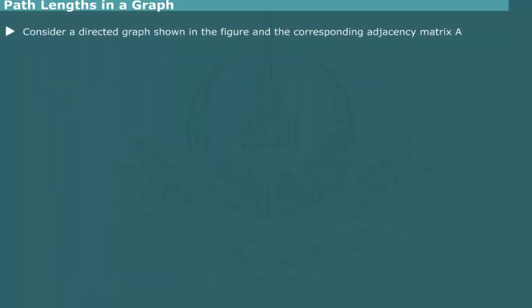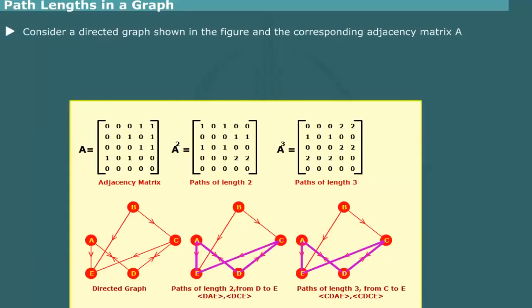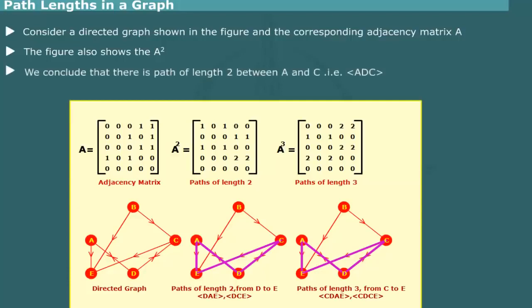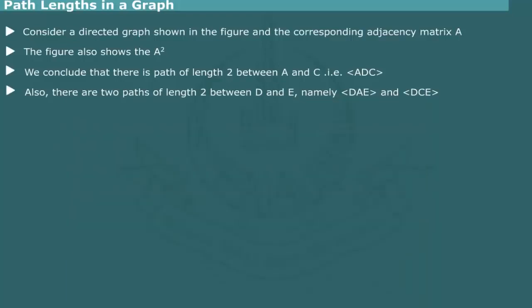Consider, for example, the directed graph shown in the figure and the associated adjacency matrix A. The next figure shows the square of A. From the matrix A square shown in the figure, we can conclude that there is one path of length 2 between A and C. This is, in fact, the path ADC. Also, there are two paths of length 2 between D and E. These are DAE and DCE, shown with bold arcs.